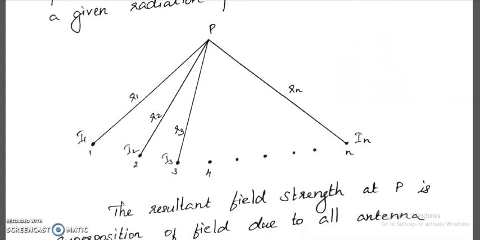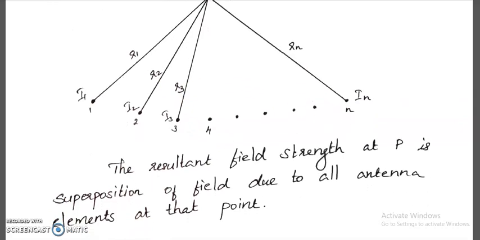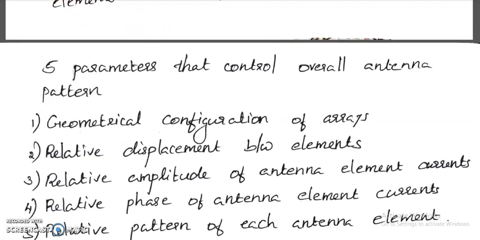Consider here we use n antenna elements and the currents are given by I1, I2, I3 and In respectively, and the distances to a particular point P are given by R1, R2, R3 up to Rn respectively. So we can say that the resultant field strength at the point P is the superposition of the fields due to all the antenna elements. Then we can control the directivity by controlling the antenna pattern. This antenna pattern can be controlled by 5 parameters.